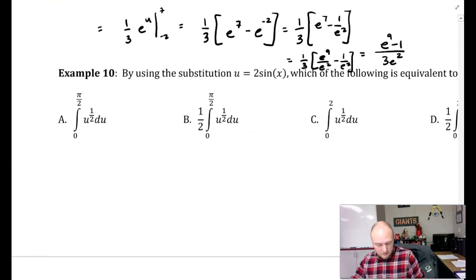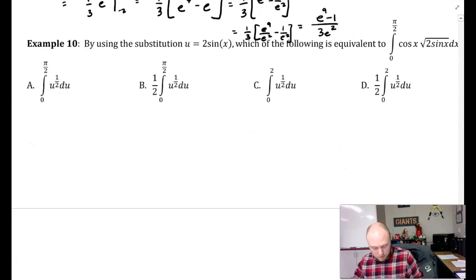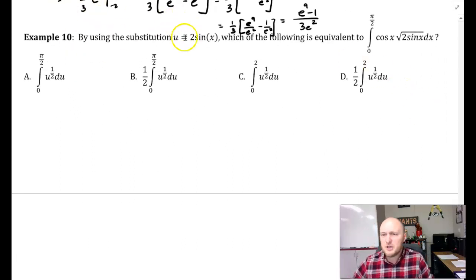Multiple choice, here you go. Example 10, here is a multiple choice question. They say, by using the substitution u is equal to 2 sine of x, which of the following is equivalent to the integral from 0 to pi halves of cosine of x square root of 2 sine of x dx?